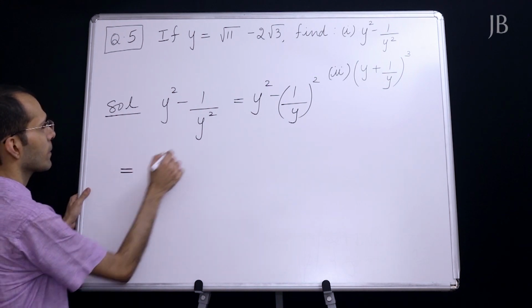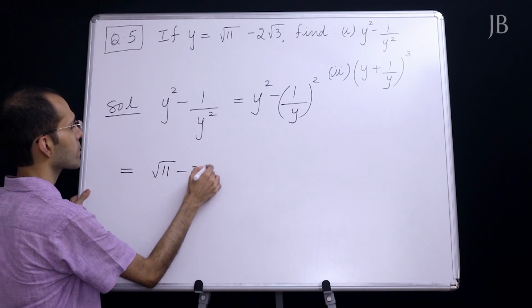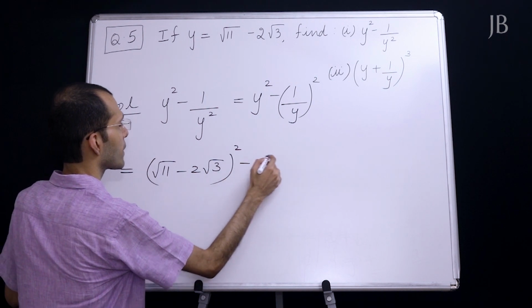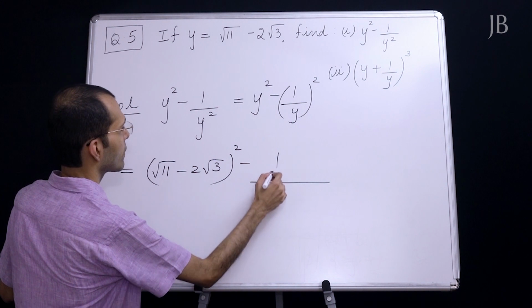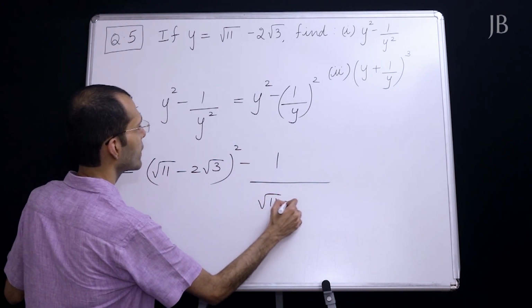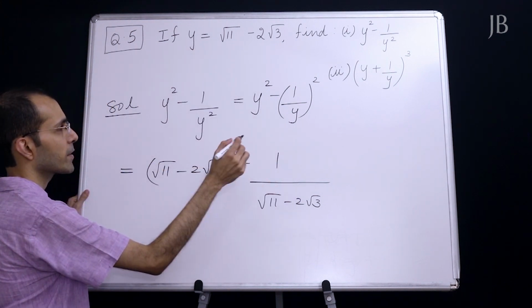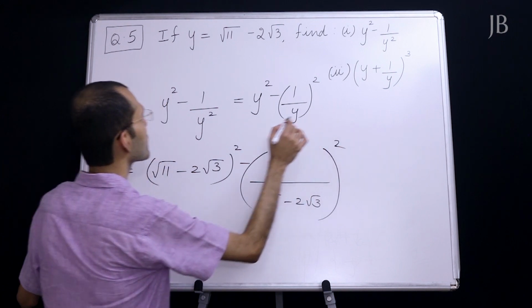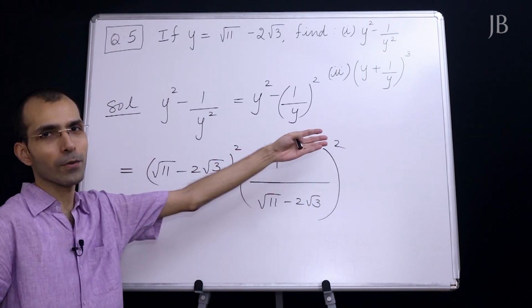Okay. And this is y square. So that is y, root 11 minus 2 root 3, the whole square, minus 1 upon y. Y is what? Root 11 minus 2 root 3. 1 upon y, y we have substituted. The whole square. Instead of doing 1 upon y square, we are doing 1 upon y the whole square.